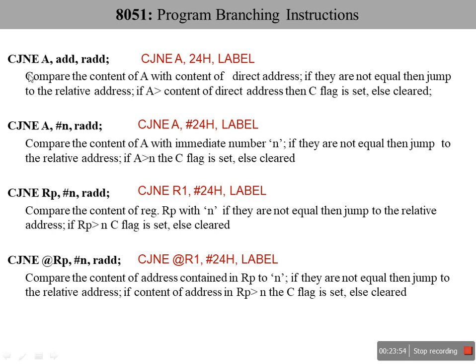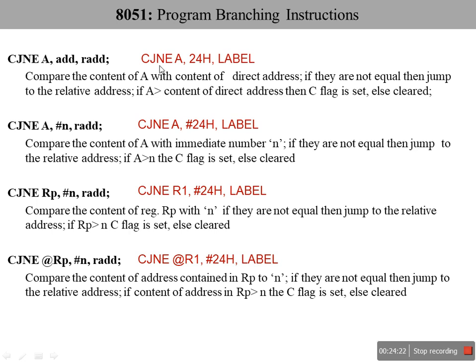CJNE. Here, in addition to compare, it takes other operations also into consideration. Like CJNE accumulator comma address comma relative address. What happens here? The content of the accumulator is compared with the content of the direct address, and if they are not equal, then jump to the relative address. If the content of the accumulator is greater than the content of the memory location, then the C flag is set, else it is cleared.